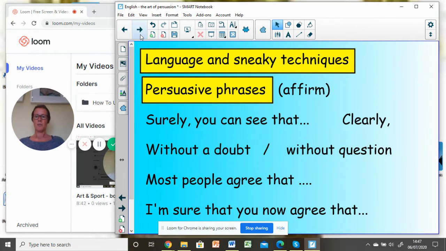Remember I said there were some sneaky techniques or good language choices that could be used. Here you've got some persuasive phrases. These are phrases that affirm for the listener something to make it sound as though it's accepted. Surely, clearly, without a doubt, and so on. I'm sure you now agree that. These are really persuasive when they're within a speech.